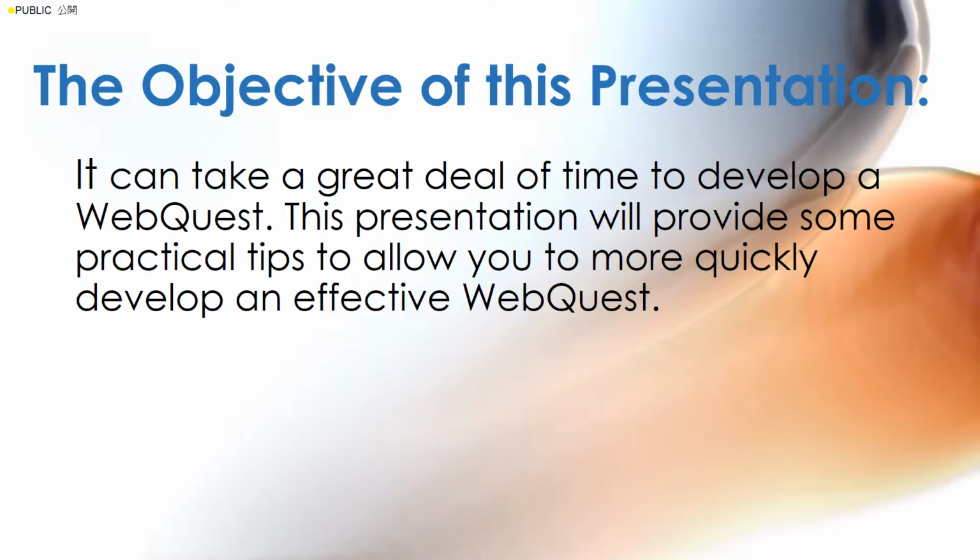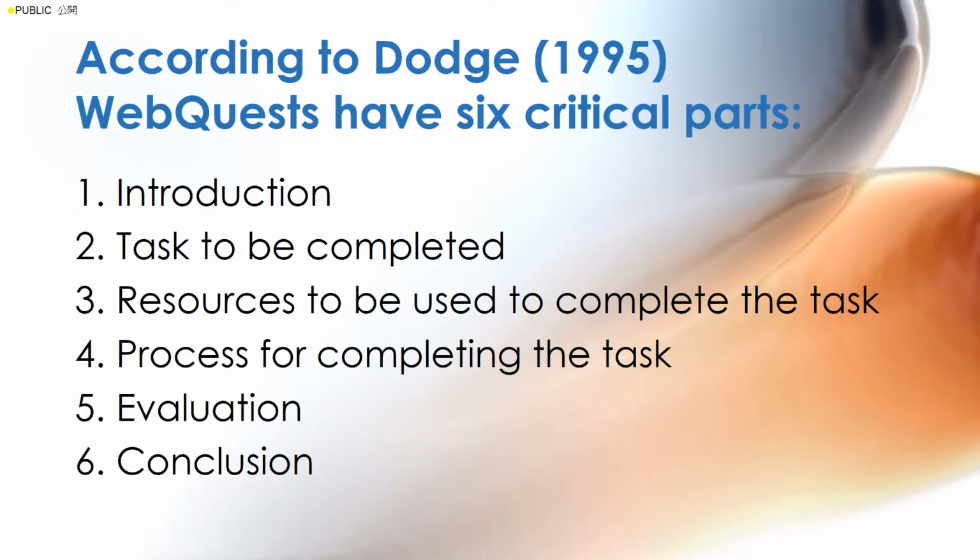The objective of this presentation is to hopefully give you some ideas to allow you to more quickly develop effective WebQuest activities. According to Bernie Dodge, WebQuests have 6 critical parts: the introduction, task to be completed, resources to be used to complete the task, process for completing the task, evaluation, and conclusion.